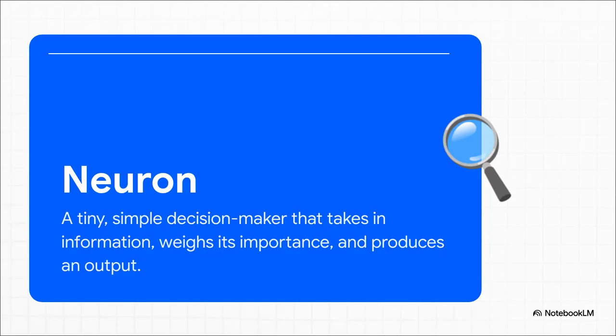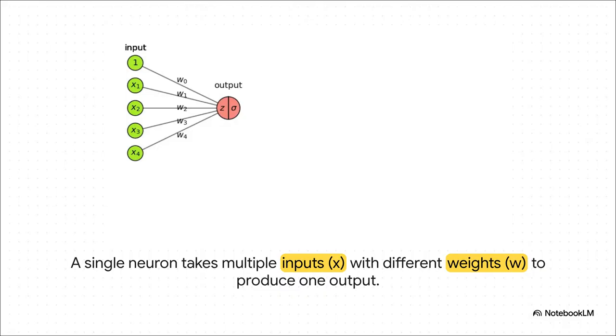First up, the most basic piece of the puzzle, a single neuron. The absolute easiest way to think about a neuron is to picture it as a tiny little analyst. It just takes in a bunch of information, decides how important each piece is, and then makes one simple call. By itself, a single neuron isn't all that smart, but it's where everything begins. And here's what that looks like. On the left, you've got all these different inputs, and each one has a different weight or importance. They all feed into that one neuron in the middle, and it spits out a single answer on the right.